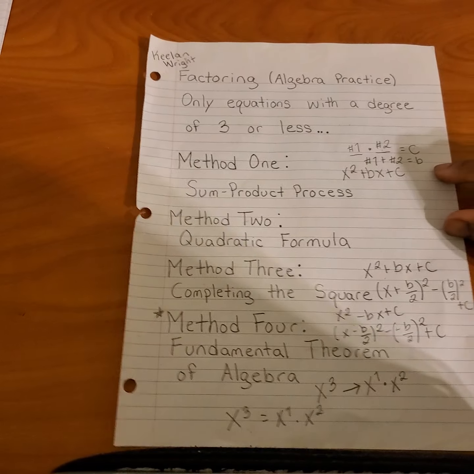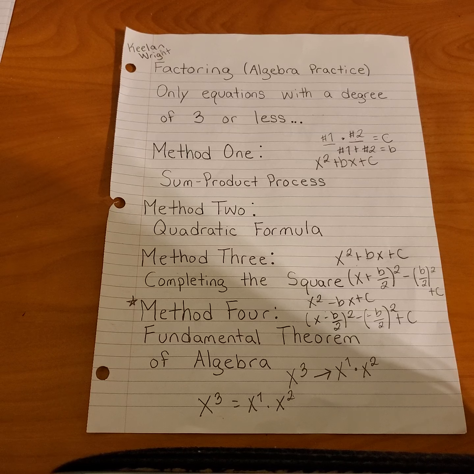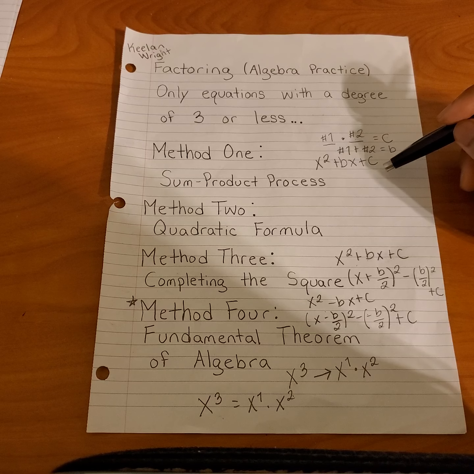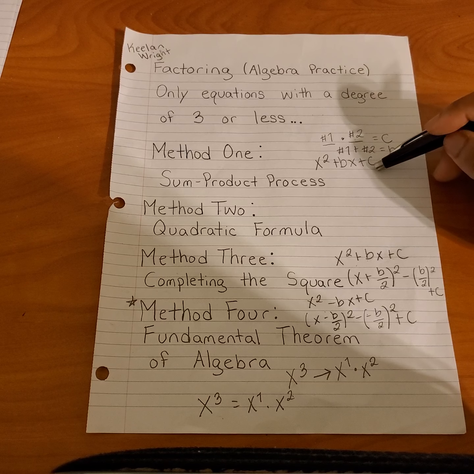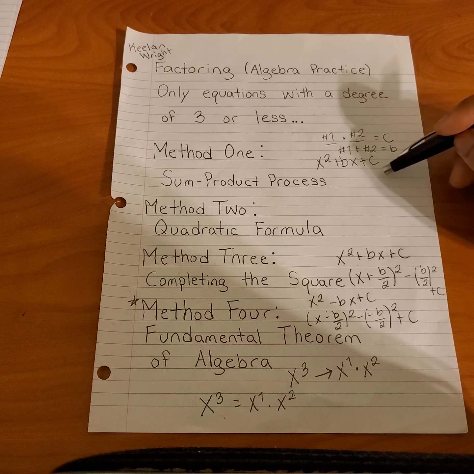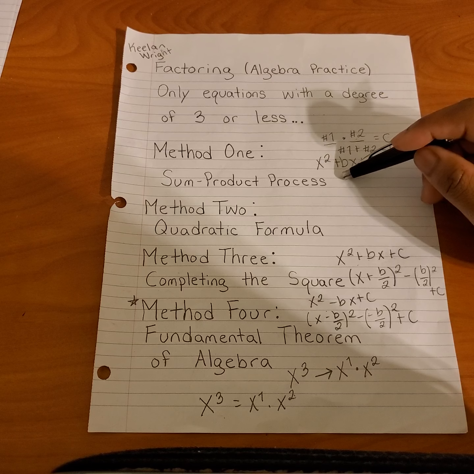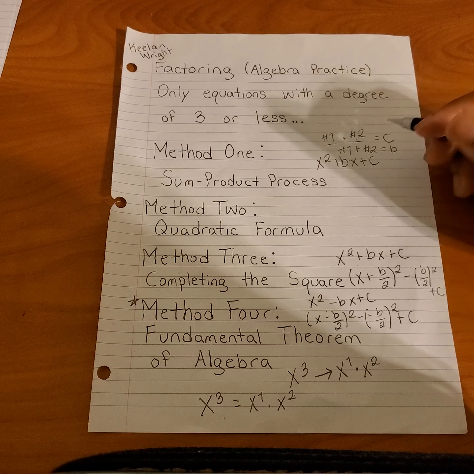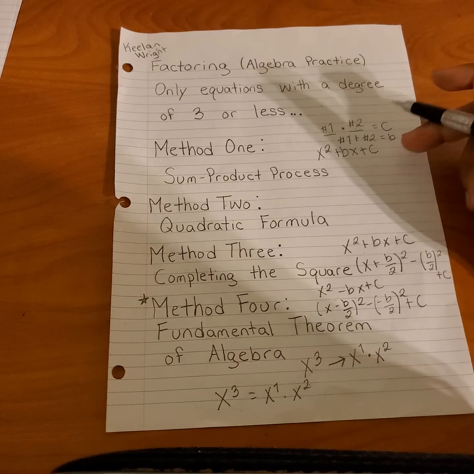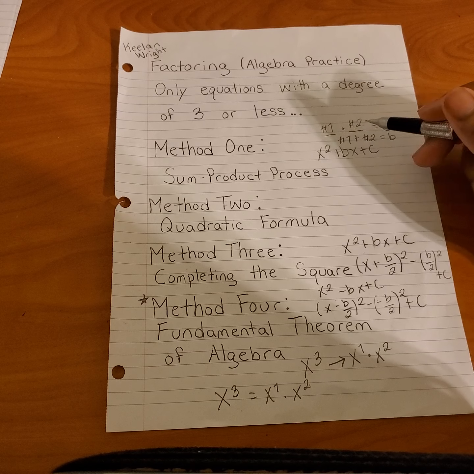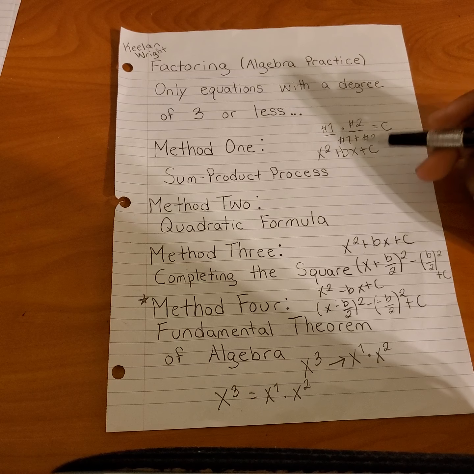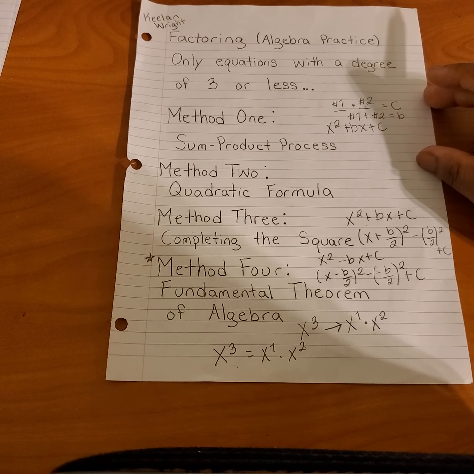So in this video, we went over some of the more basic forms of factoring. So we use the sum product process. If I'm given an expression x squared plus bx plus c, we need to find two numbers that multiply to give me c. We'll call them a and d. So a times d will give me c, and then a plus d will give me b. That's the sum product process.